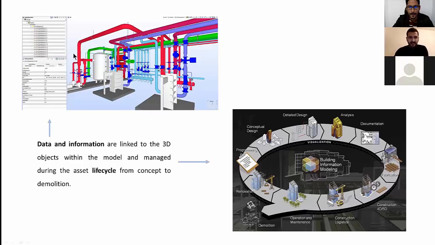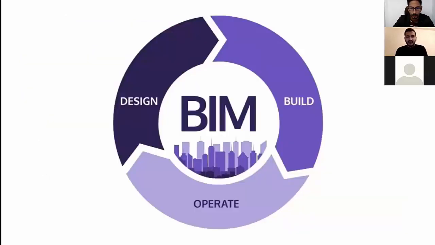So this picture here is telling a lot about data information, and another picture is telling us about the life cycle, from the concept here until the demolition. Here is another image that tells us more about what BIM is doing right now to design, to build, and to operate, relating to the images on the previous slide.